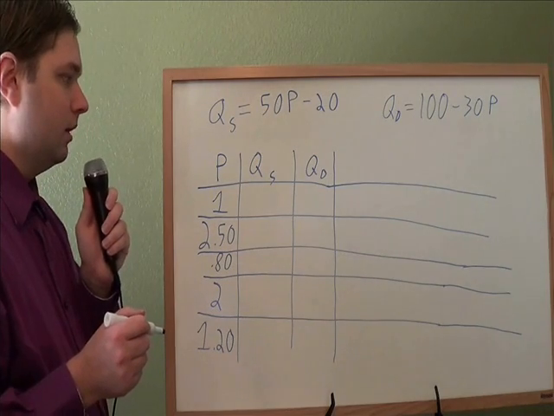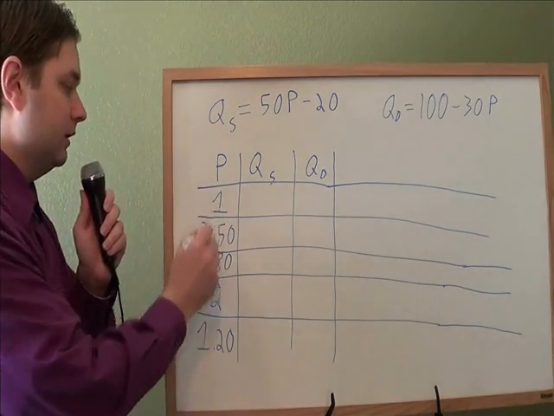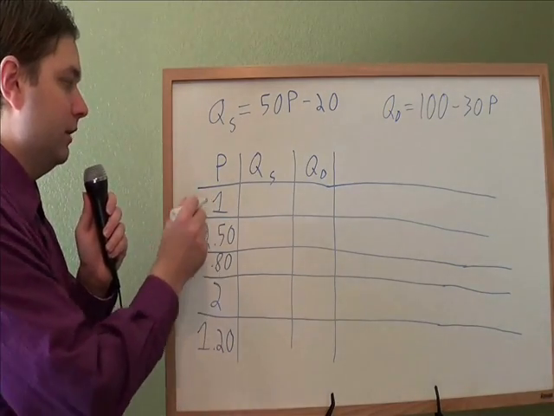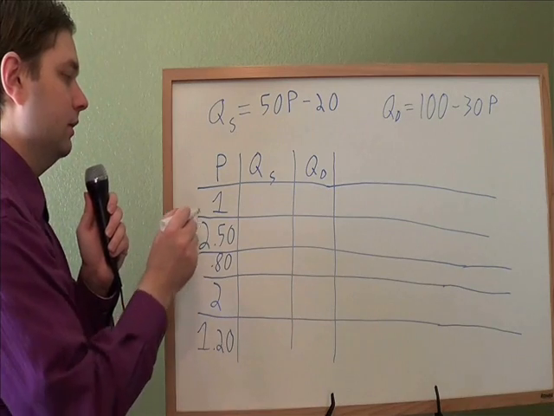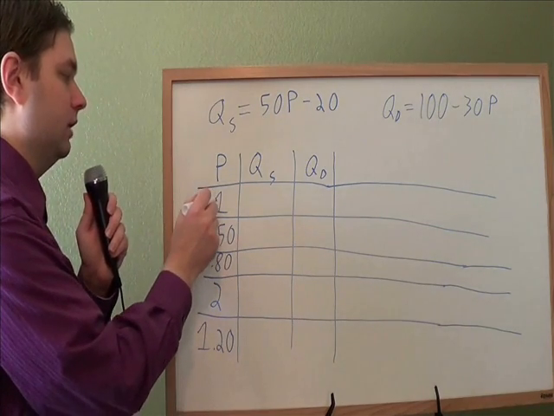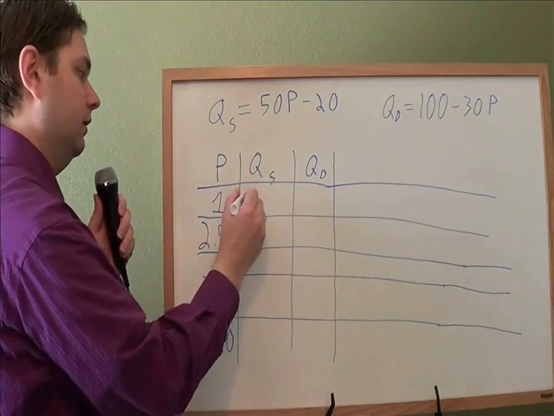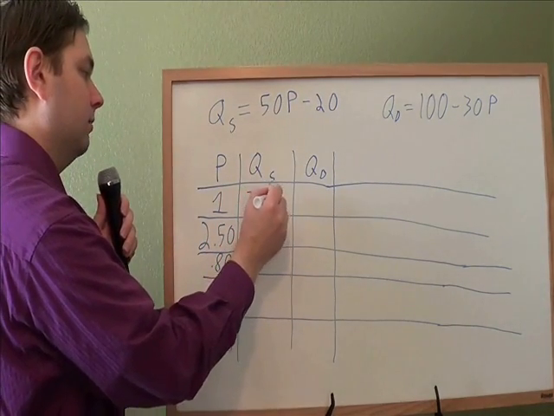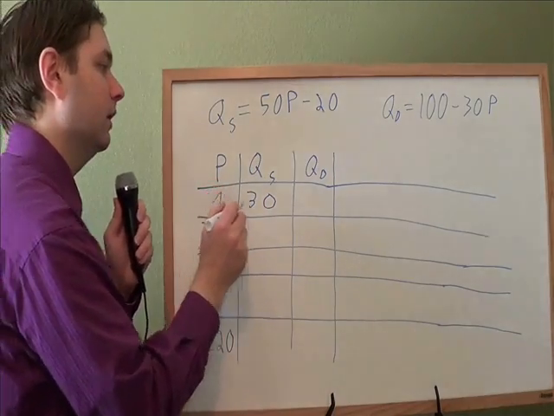Problem 5. Part A is finding a supply and demand table for these prices here. And we do that by plugging these prices into these formulas one by one. So let's just remember how to do it with $1. 50 times 1 is 50, minus 20 gives you 30. At a price of $1, the gas stations only want to sell 30 candy bars a week.